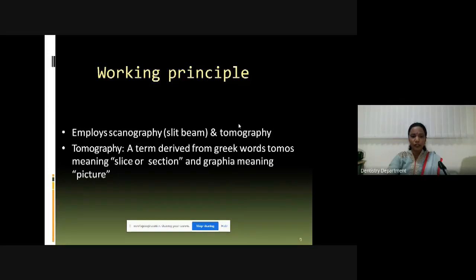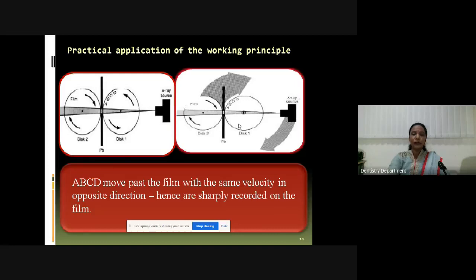Normally, while taking an OPG, we can see that the patient is standing straight and erect. That is, the patient is stationary and the X-ray source and the X-ray film or the sensor rotate around the head of the patient. So when the X-ray source is rotating around the head of the patient, different slits or beams of X-rays are traveling throughout the patient's facial regions. Here, for a clear picture image of the OPG, there should be the same velocity and speed between the sensor or the film and the X-ray source, so that we can sharply record the image on the film.